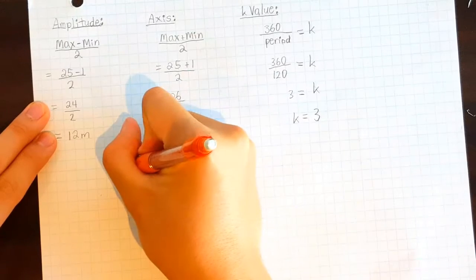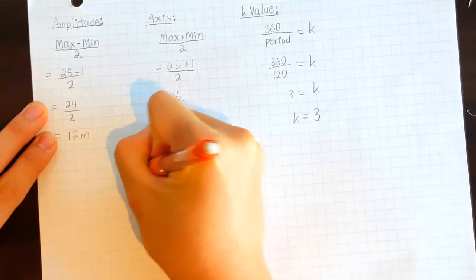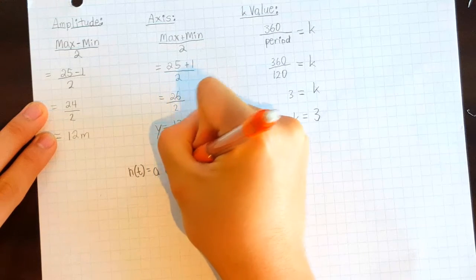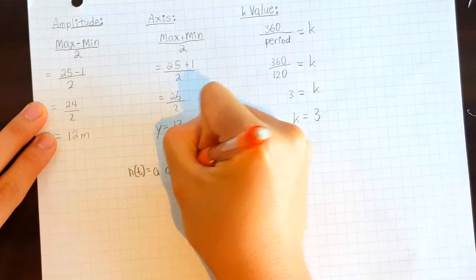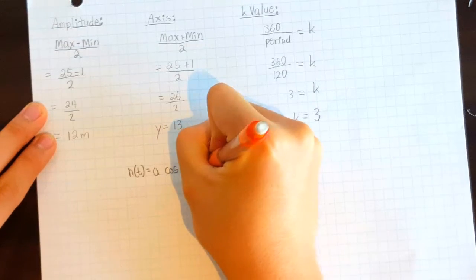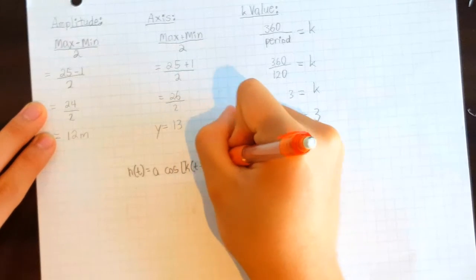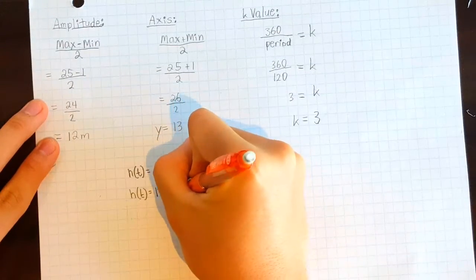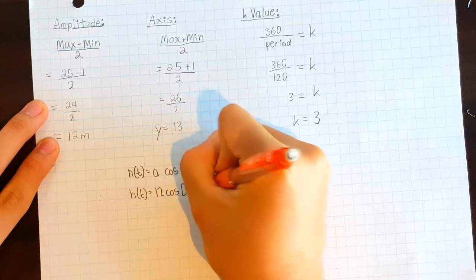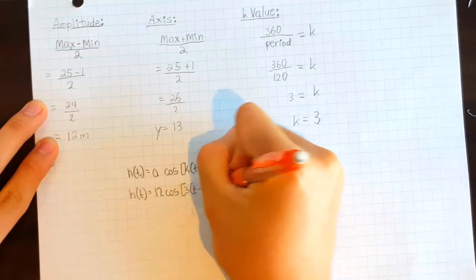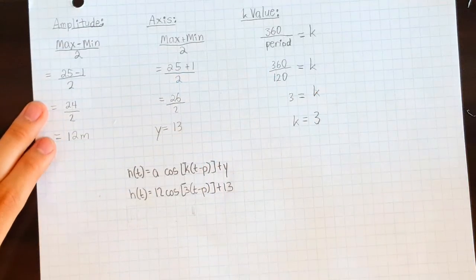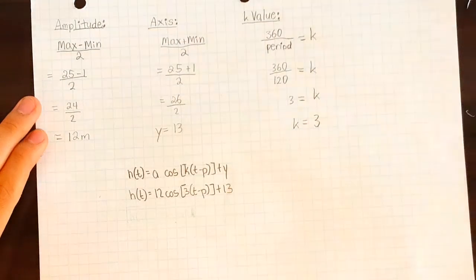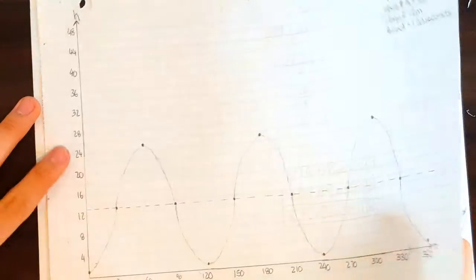So to do the equation, we do h of t equals a cos bracket k bracket t minus p bracket plus y, where the a is the amplitude, so we're going to plug in 12. 3 is the k value, because that's the 360 divided by the period. T is the time in seconds, according to the graph. And p is the horizontal shift. Plus 13 is the vertical shift, and that's where the axis is.